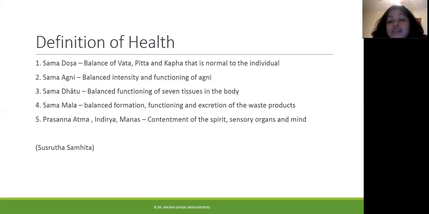As long as the doshas are functioning appropriately in that person, without causing any imbalance, without causing any aggravated signs of Vata, Pitta, or Kapha, and without causing any issues with a decreased version of Vata, Pitta, Kapha, then that is considered as Samadosha, or the balance of the doshas. So the simplest way to put it is, Samadosha means a balance of doshas. Next is Sama Agni.